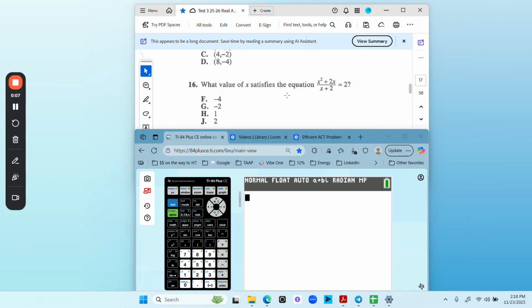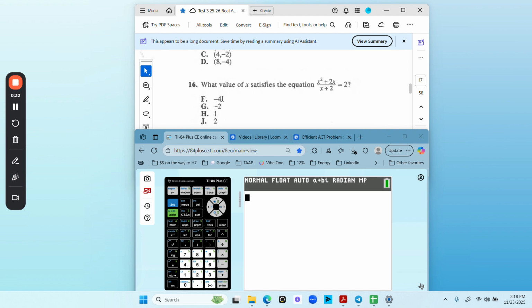Let's jump right in. Number 16 here is a classic algebra problem. You can solve it algebraically. I just want to show you how to do it with your calculator if you're not sure where to start. So we can use the store function I've used in some other videos because it says what value of x satisfies the equation. They give us four options.